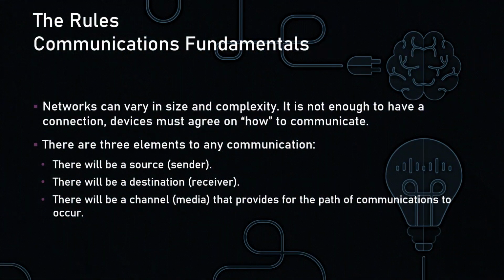So communication fundamentals. Networks can vary in size and complexity. It's not enough to have a connection. Devices have to agree on how they're going to communicate. Now there's three elements to any communication structure. We have to have a source, we have to have a destination, and we have to have a channel to provide a path of communication to go between. In other words, we have to have a sender, a receiver, and a medium. Media is the plural there of communication. We have to have a way to get it from A to B.